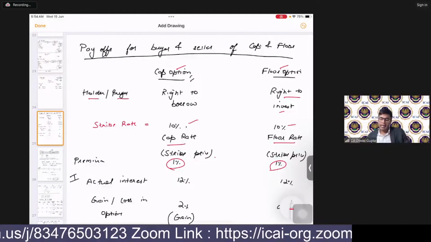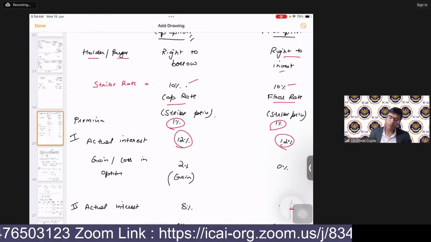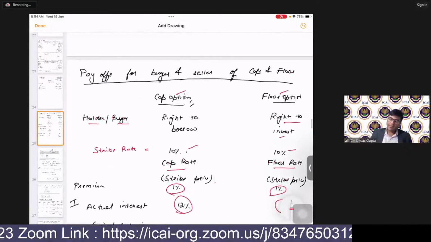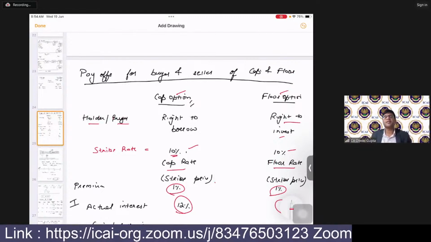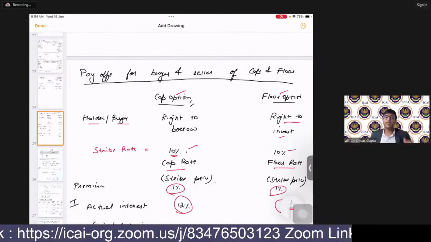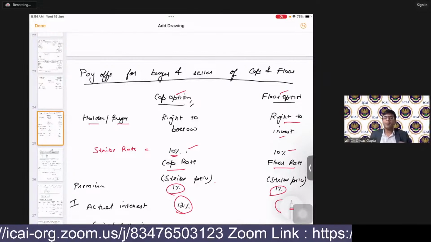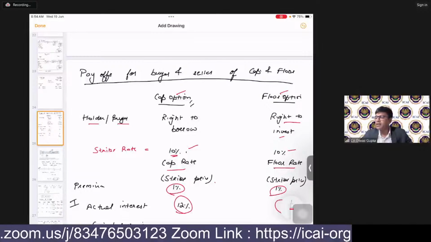Now, let's say the actual interest rate comes to 12% in both the cases. First of all, students, tell me, the cap option has a strike rate of 10%. The actual interest rate is 12%. Is it out of the money or in the money, students? Tell me, in case the interest rate is 12%.